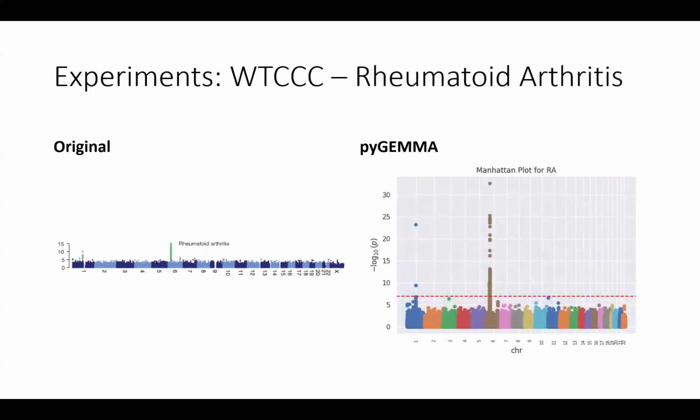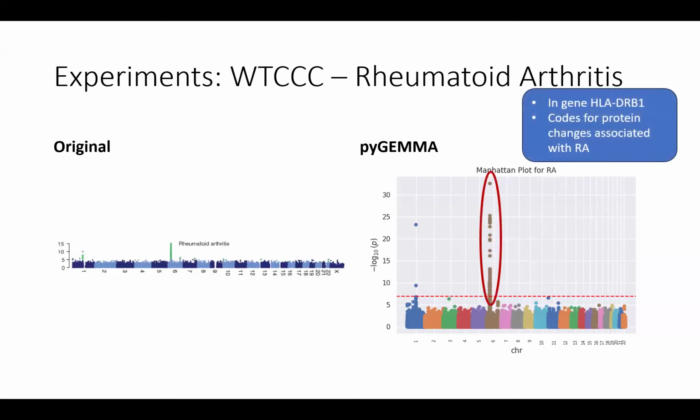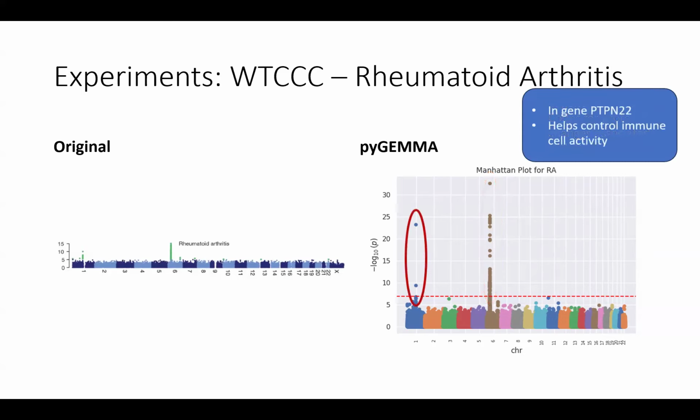Neither did they. For rheumatoid arthritis, there were a couple spots of interest. First is this HLA-DRB1 gene. It codes for proteins, and protein changes have been shown to cause rheumatoid arthritis. So one of those critical pieces. Additionally, there's a spike here on chromosome 1 that both picked up, and this was an area for the gene PTPN22, which helps control immune activity in immune cells, specifically T cells.